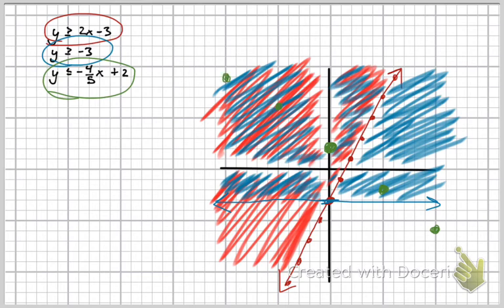And once I have all the points on the graph, I'm going to go ahead and use my solid line because this one is equal to. And this time it needs to be less than, so I'm going to start at a point just a little bit lower than the green line, and I'm going to color that in as green.